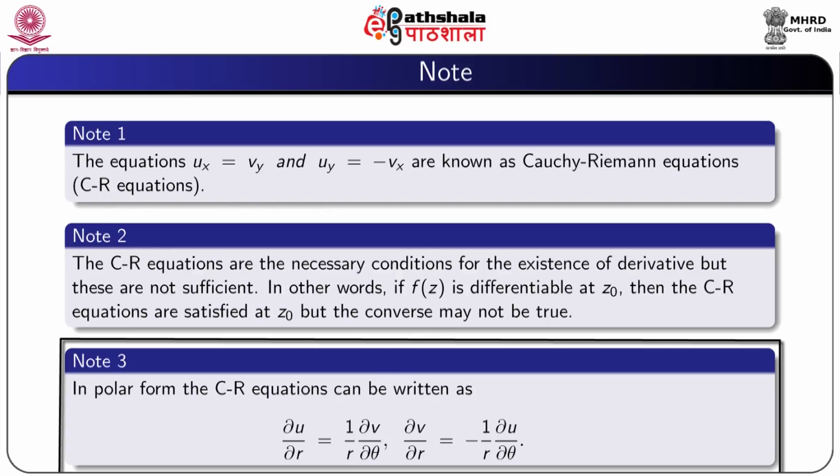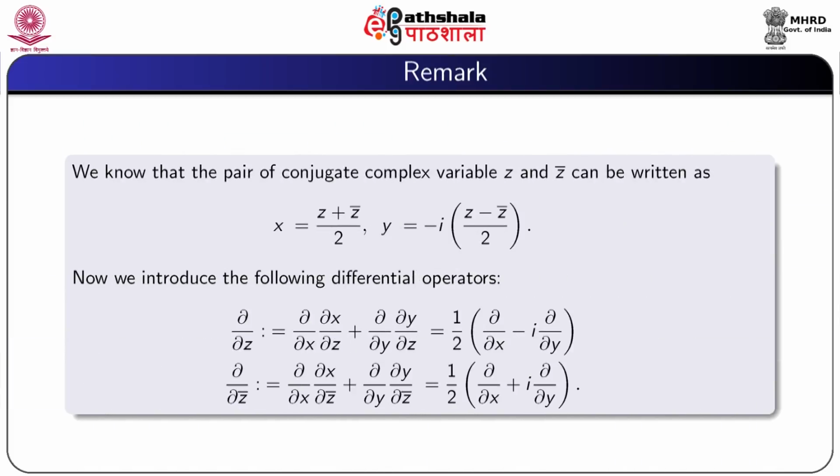In polar form, the Cauchy-Riemann equations can be written as del u del r is equal to 1 by r del v del theta, and del v del r is equal to minus 1 by r del u del theta. So, now we give a remark. We know that the pair of conjugate complex variables z and z bar can be written as x is equal to (z plus z bar) by 2 and y equal to minus i into (z minus z bar) by 2.